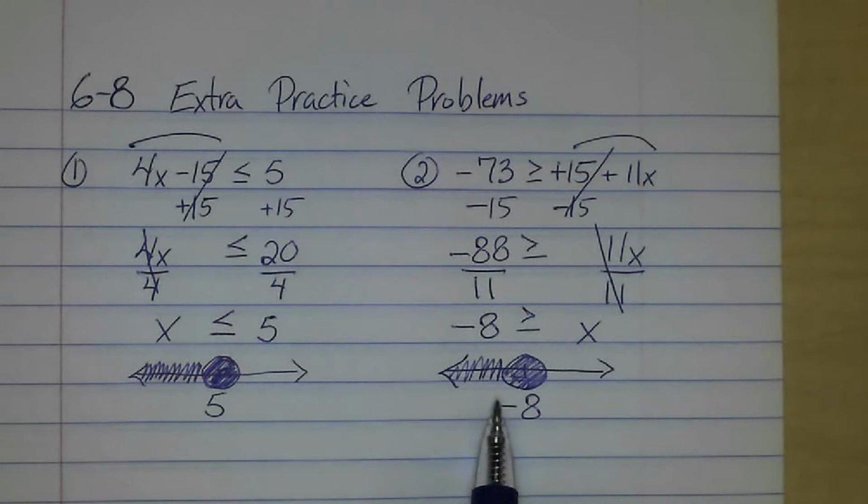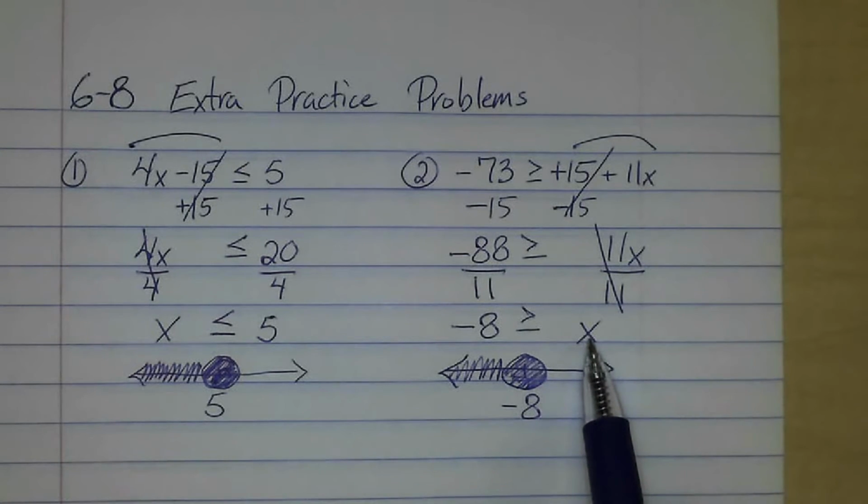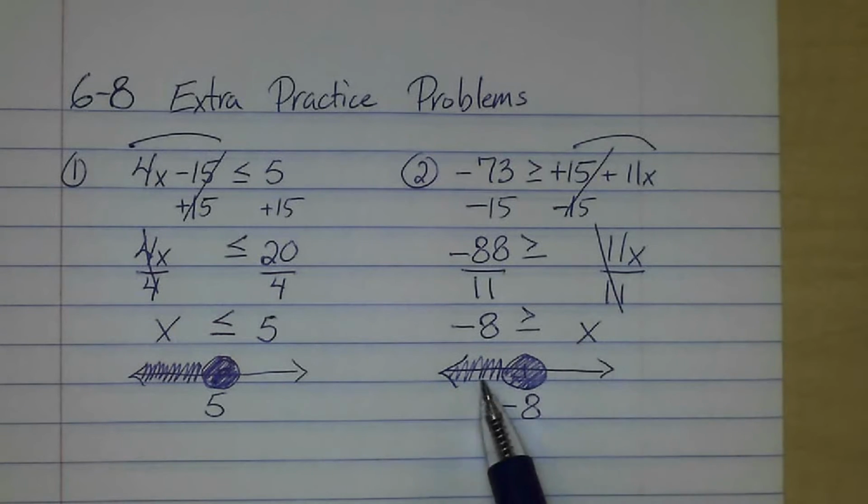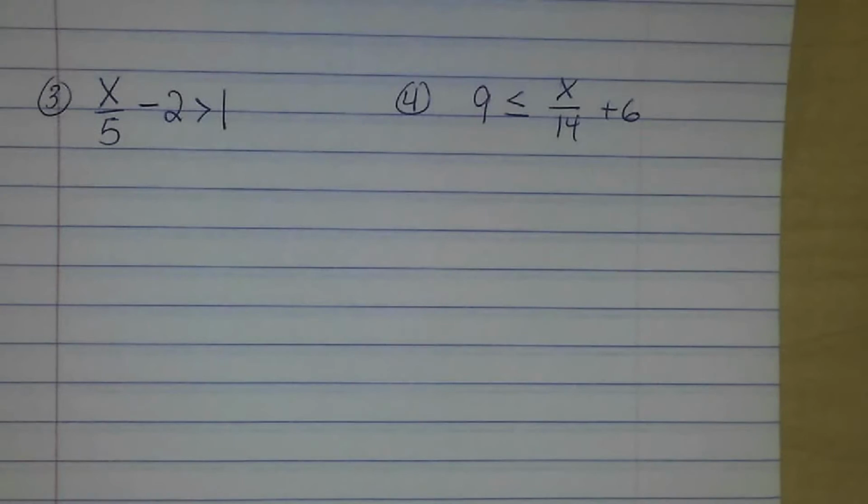And if you wanted to check your answer just to verify that it's right, a number that's less than negative 8 would be negative 10. If I put a negative 10 in here for x, well, negative 8 is greater than or equal to negative 10. That's true, so it works. Let's try 2 more.